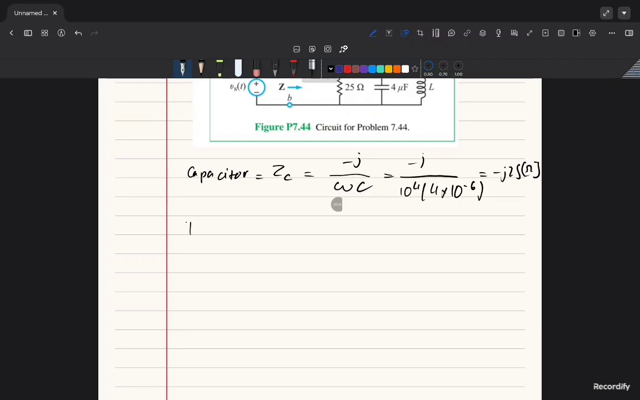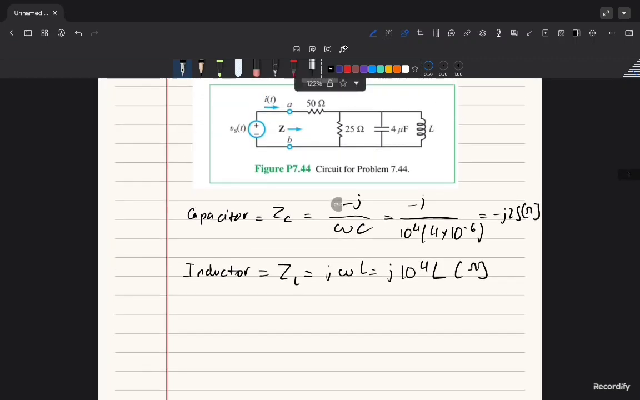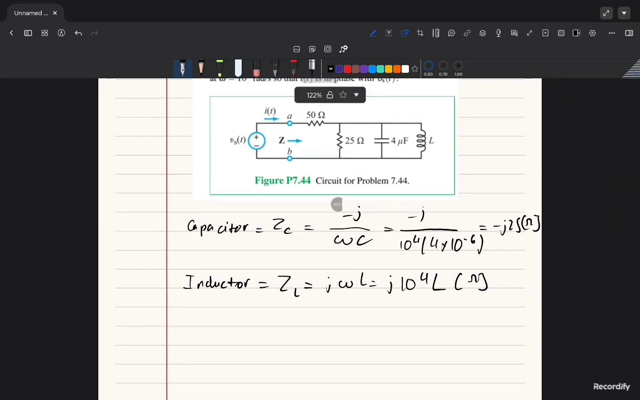For the inductor, the formula is ZL equals j omega L, which is equal to j 10 to the power 4 L ohms. And as you can see right here, we have 50 ohms and 25 ohms.